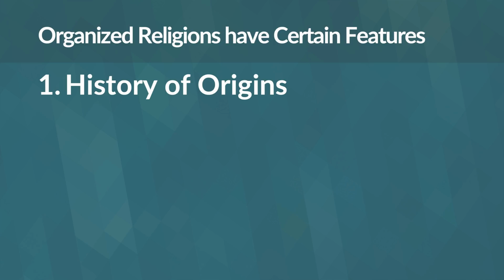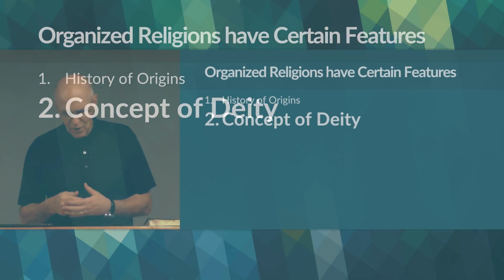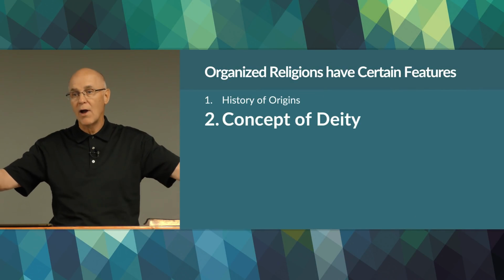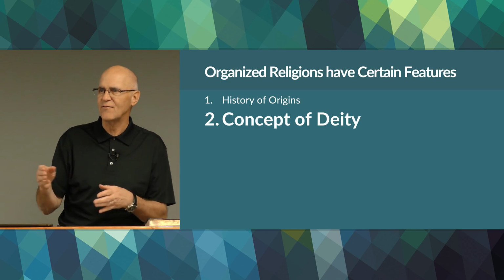Now, in order for something to be a religion, it has to have certain features. For example, it has to have a history or an origin story. All religions can trace their origins to a place or to a person. It has to also have a concept of deity. I mean, the main feature of religion is that it acknowledges the existence of a higher being or a higher power or God. But all religions have that feature.